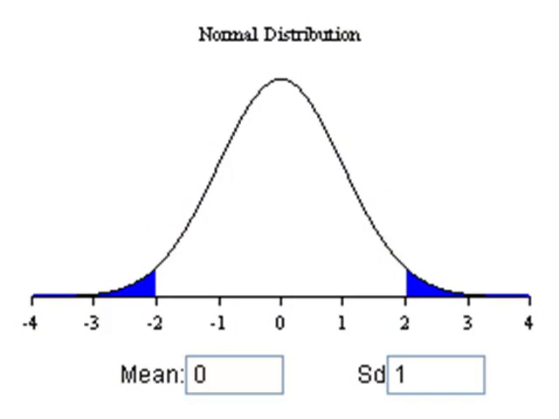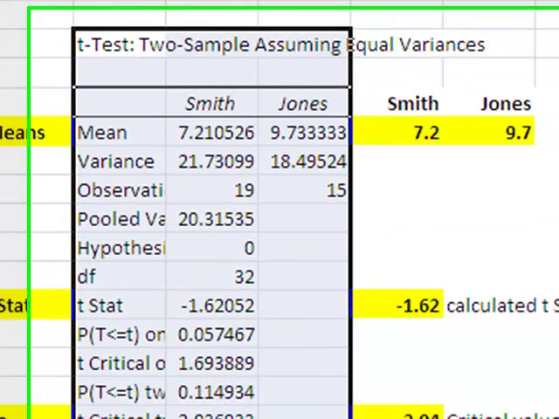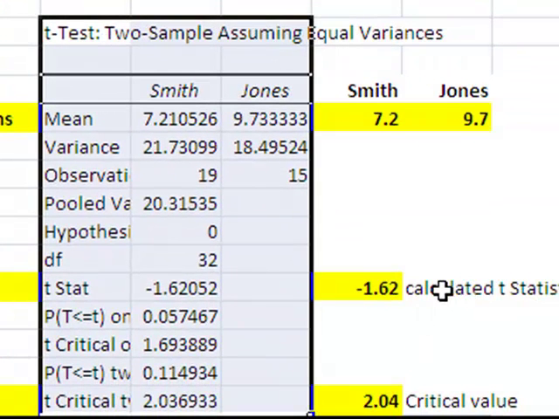If we look at this on a normal distribution curve, we'll notice that the negative 1.62 falls between -1 and -2. That's still in the white area, not over here in the shaded area, and that would indicate that we failed to reject the null hypothesis. If we examine our data again, we see that negative 1.62 is not greater than my critical value of 2.04, so therefore I fail to reject the null hypothesis.